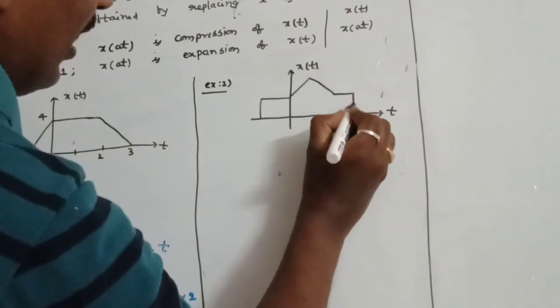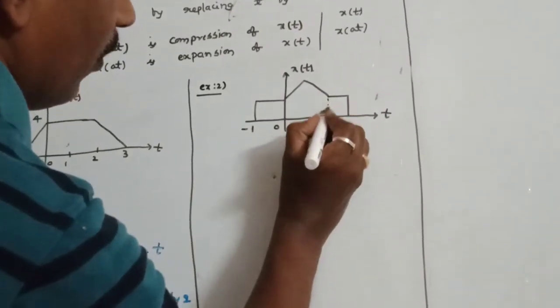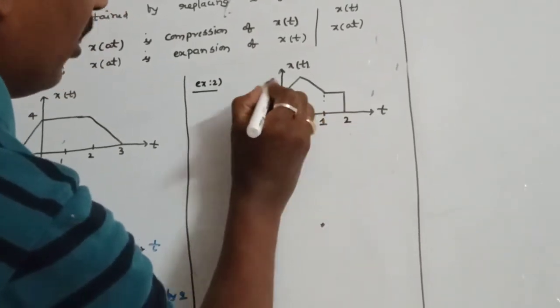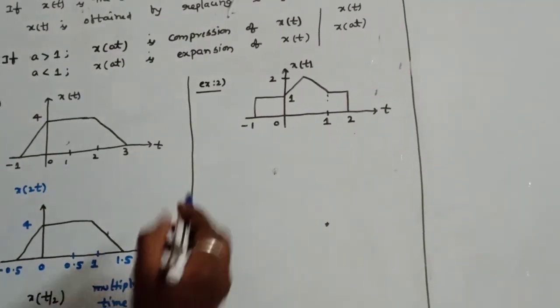The signal is given like this. It is extending from minus 1 to 0. Here the time is 1, this is 2, this amplitude is 1, this amplitude is 2. First let us draw the first case.